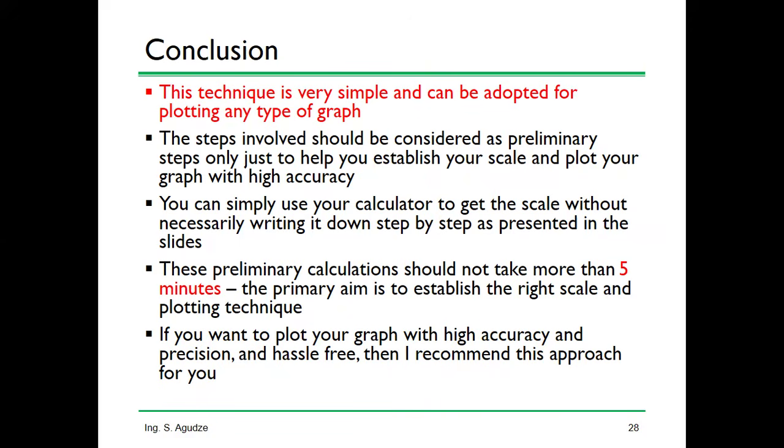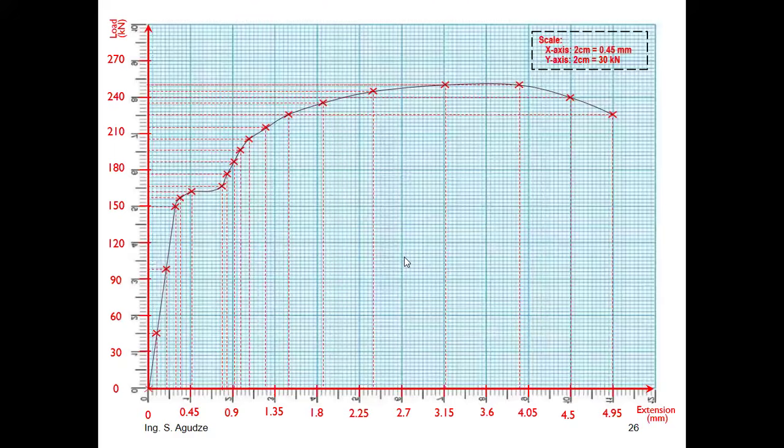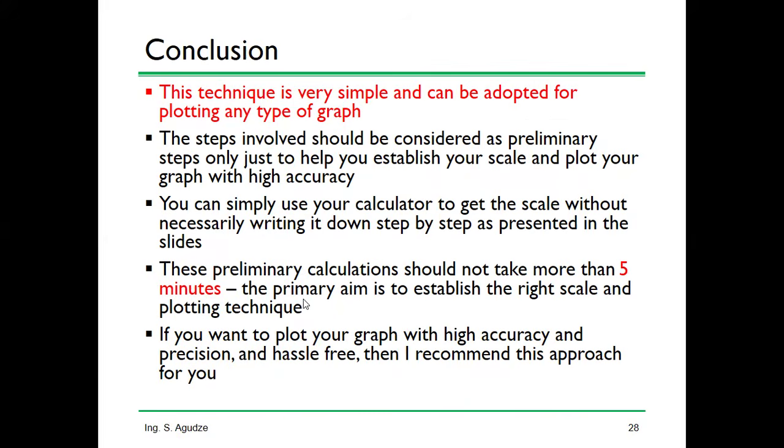And remember that, as we're plotting the boxes, if your answer gives you 50 boxes, always start counting from the origin. Is that okay? Always start counting from the origin. So you have 10, 20, 30, 40, 50. That is a simple approach you can adopt. Okay, good. And if you want to plot your graph with high accuracy and precision and hassle-free, then I recommend this approach for you.